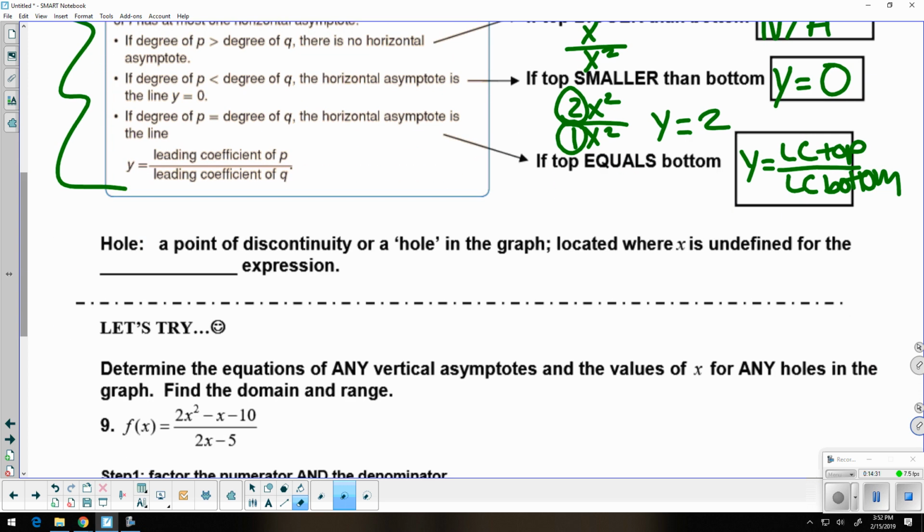A point of discontinuity, or a hole in the graph, is located where x is undefined for the q of x expression. To find the hole, you want to ask yourself this question: what cancels? Whatever cancels on the top and bottom from your p of x and q of x expressions is going to be the hole.